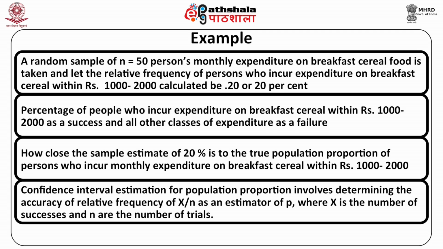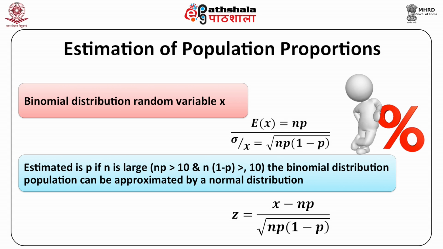Thus, confidence interval estimation for population proportion involves determining the accuracy of the relative frequency x/n as an estimator of p, where x is the number of successes and n is the number of trials. Moving on to the estimation of population proportions, let us take a random sample of size n and let x be a binomial random variable. That is, x is the number of successes in the sample, where success identifies an individual or object that has a specified property. For example, x can be the number of defectives in a shipment of transistors, the percentage of schoolholders with IQ over 115, or the death rate of a disease.